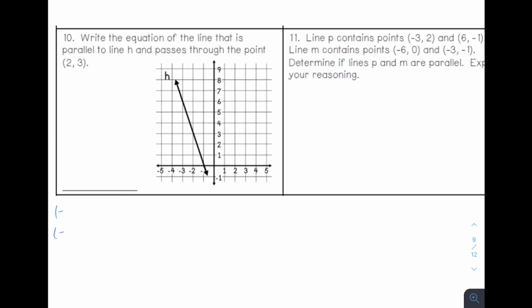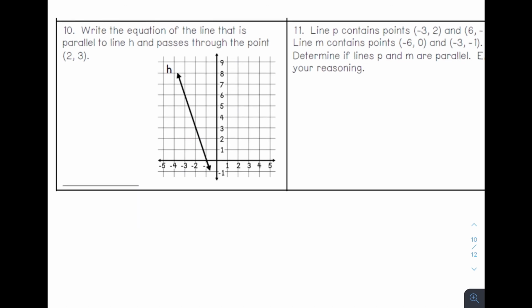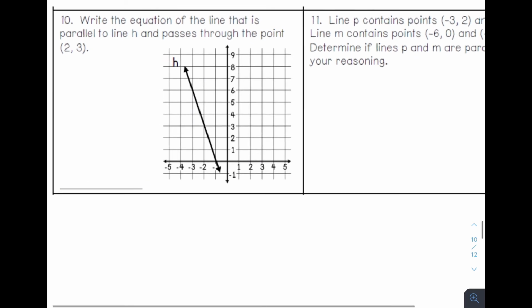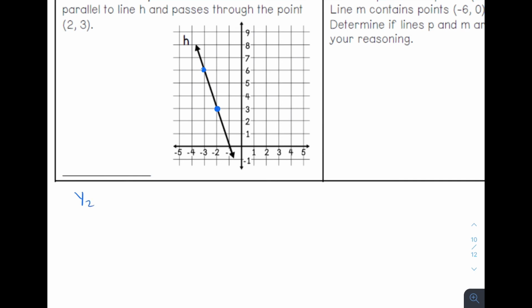Okay, the last two problems. It says write the equation of the line that is parallel to line H and passes through the point (2, 3). In this case they are not giving me an equation, so I have to find the slope of line H first, so I can find the equation of the line that is parallel to line H. First I'm going to choose 2 points on the line, and there are 2 ways to find the slope. One is by using the slope formula: graph 2 points, plug them in, solve, and find your slope. Or you can just see what the slope is from the graph. I'm going to use the slope formula just to get some practice.